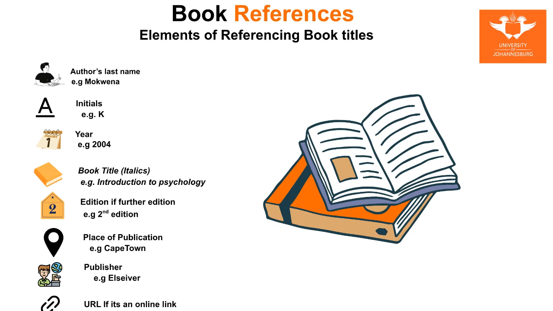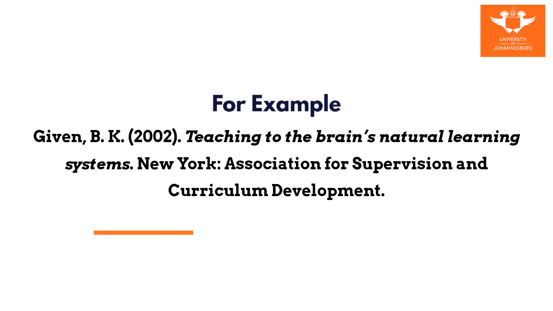Also include an edition, if it's a further edition. You should also provide the place of publication, which tells readers where the book was published. After that, include the name of the publisher. And finally, if you are using an online version of the book, include the URL or DOI. Let's look at an example of a complete book reference. On the screen, you can see the following reference.